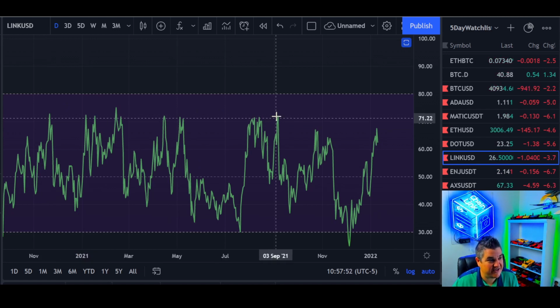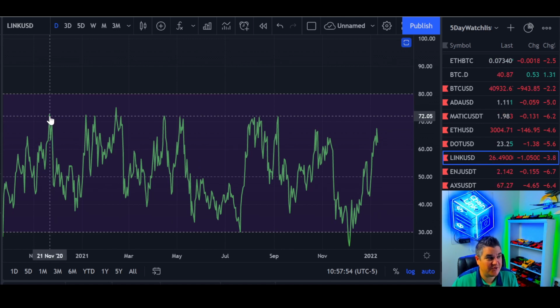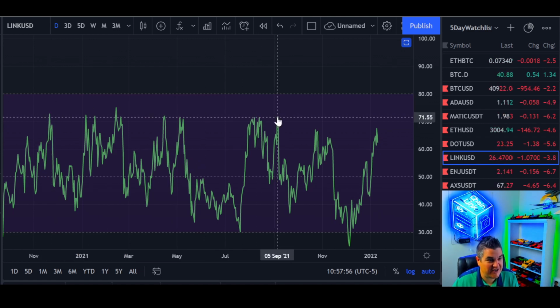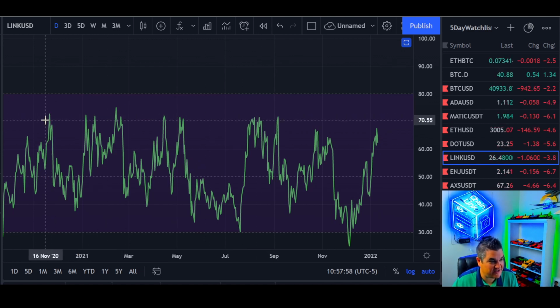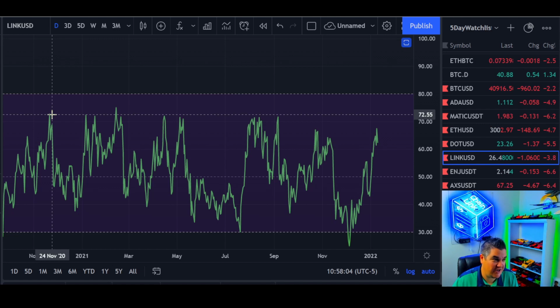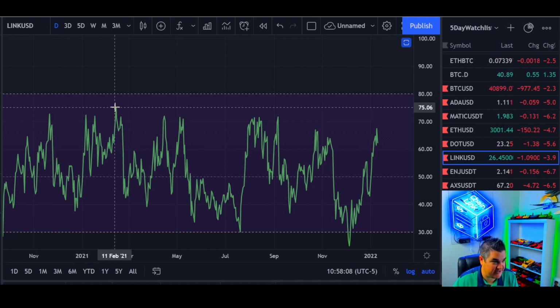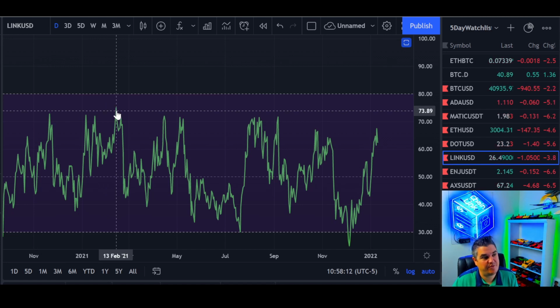This kind of 70 to 72 level on the RSI. Historically, Link has struggled to get above this, as you can see, going back to November of 2020. So some time for sure. And we've only been able to get above 72 on the RSI one time, right there in February. Kind of Valentine's Day right there. So last year, 2021, we briefly peaked above it and then back below it.